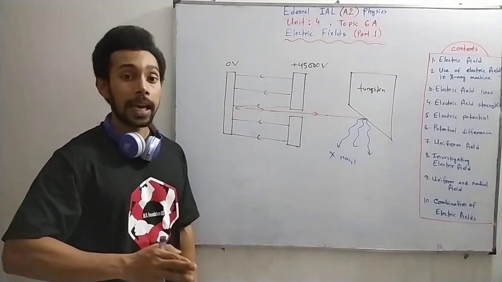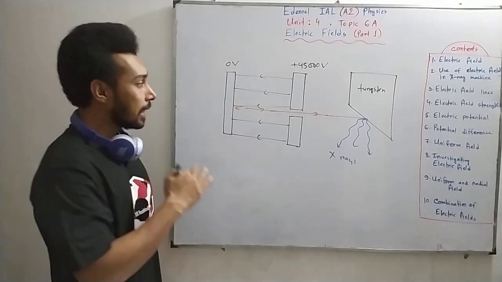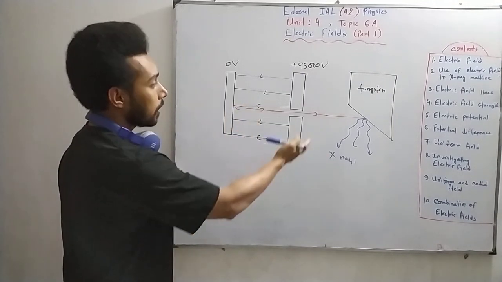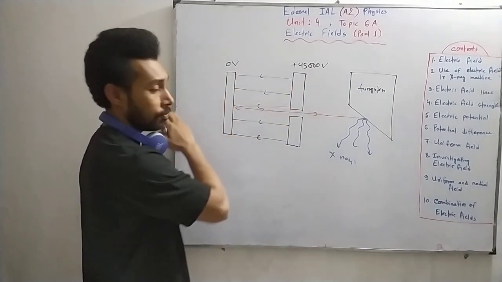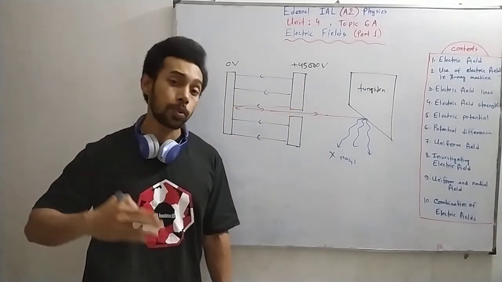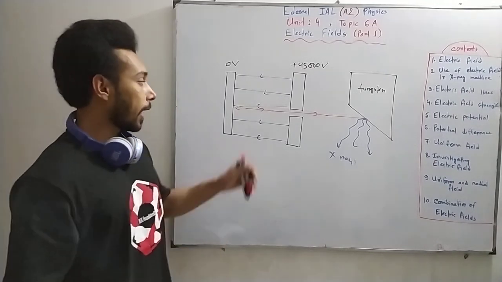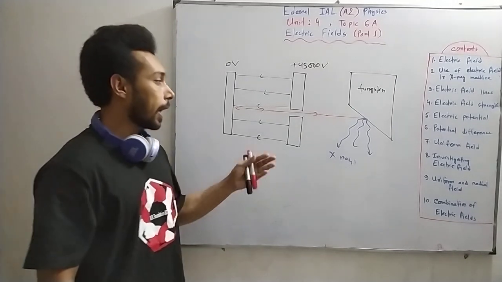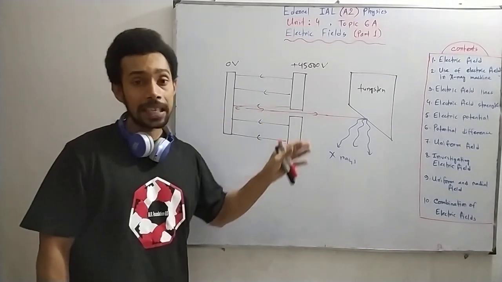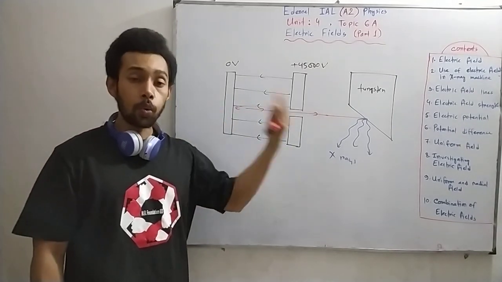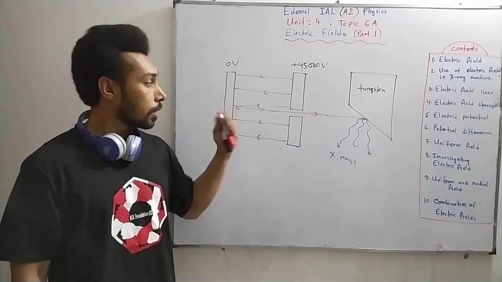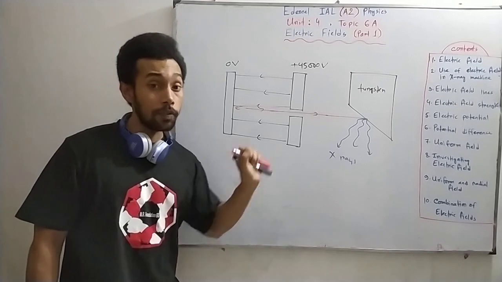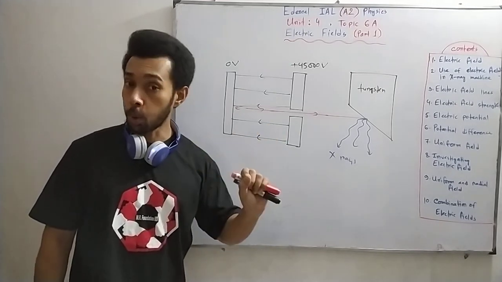These lines show the direction of the electric field, and the direction will be from positive to negative plate, or from positive terminal to the negative terminal. And now we can define electric field lines or electric force lines as the lines showing the direction in which a positively charged particle will be pushed.